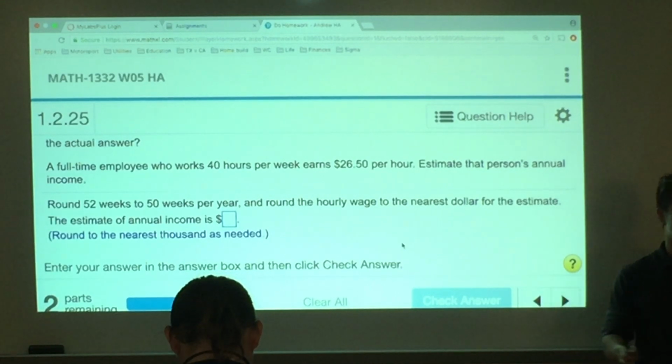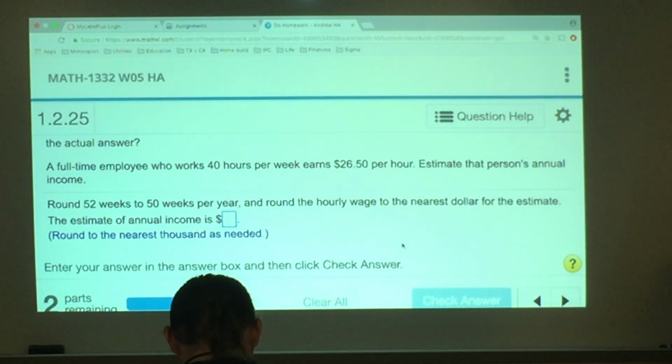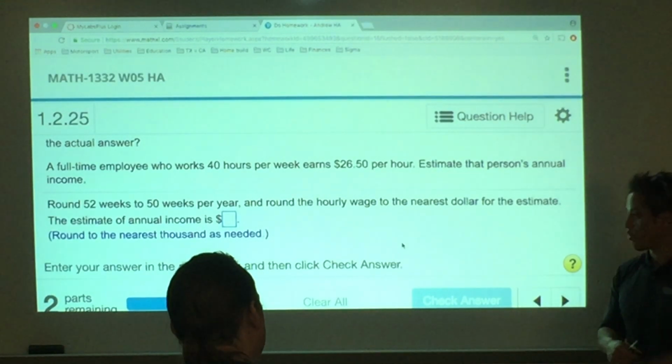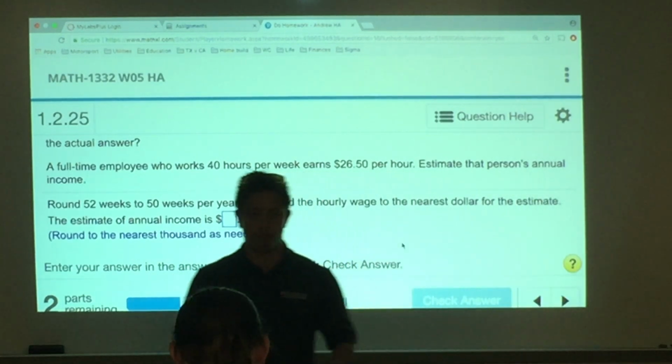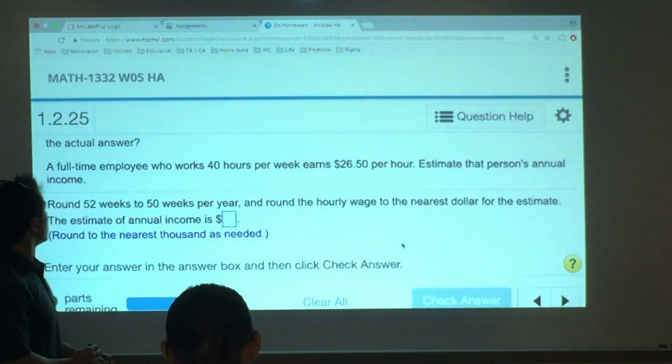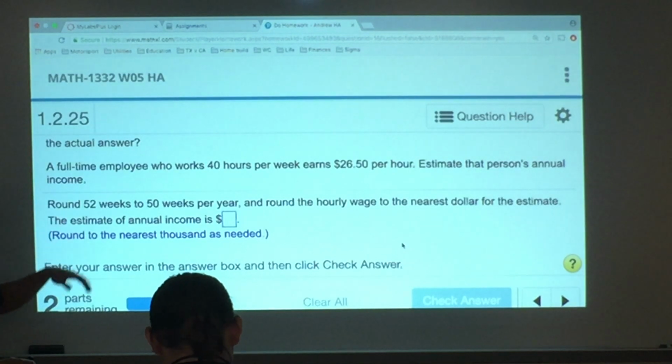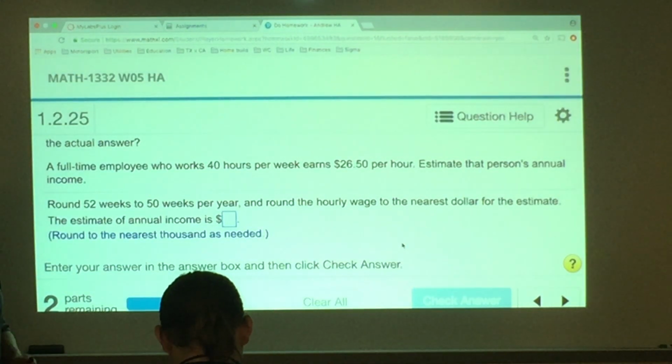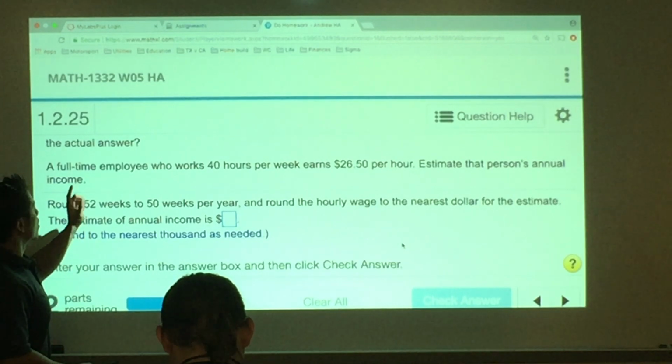So let's do this one together, and then what time is it? Perfect. This will be our last question, and you guys will be prepared to do your homework, okay? Let's do this question together, and then we'll call it a day. I'll show you how to take your quiz, and then we'll get out of here. Thanks for hanging in there.